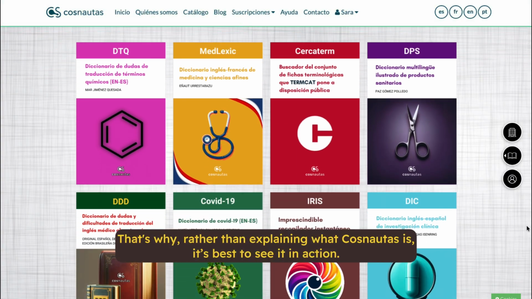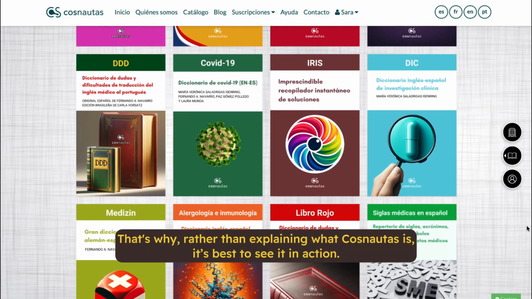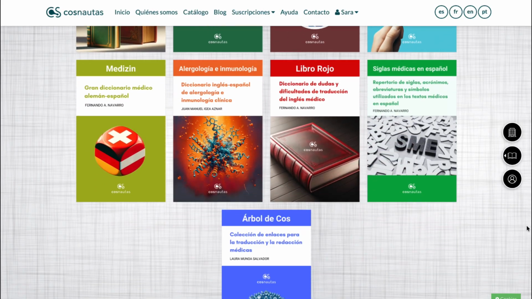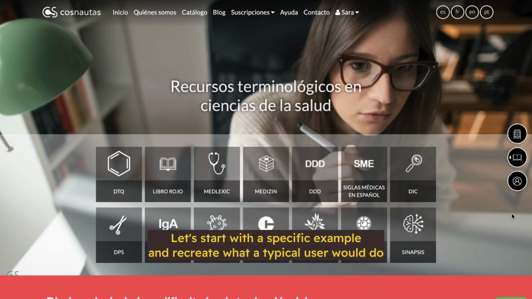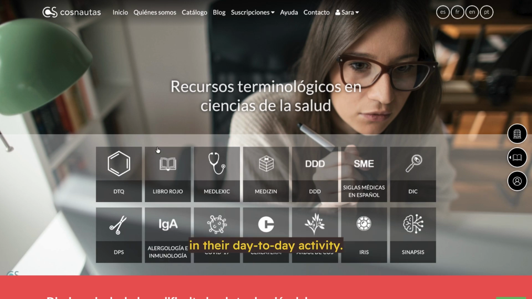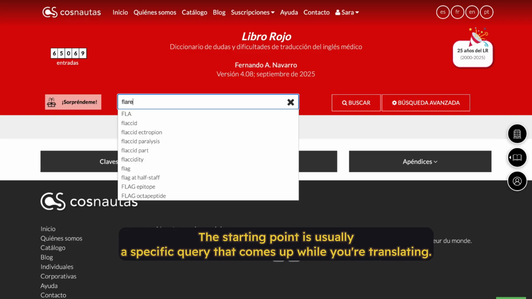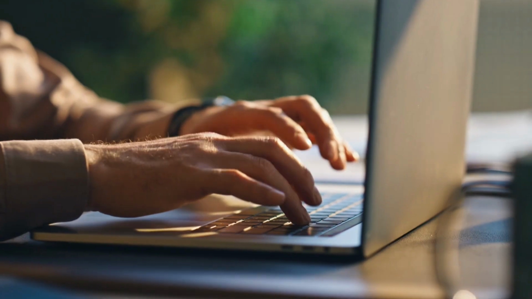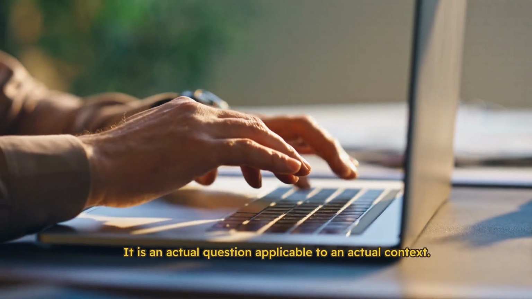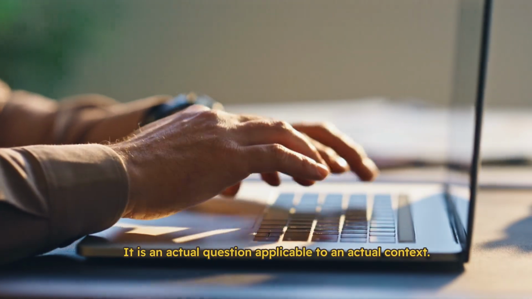That's why, rather than explaining what Cosnautas is, it's best to see it in action. Let's start with a specific example and recreate what a typical user would do in their day-to-day activity. The starting point is usually a specific query that comes up while you're translating. It is an actual question applicable to an actual context.